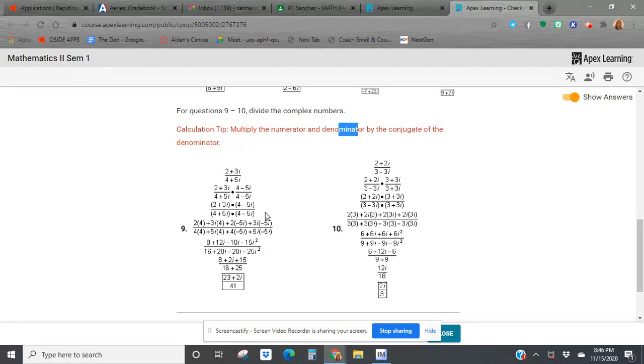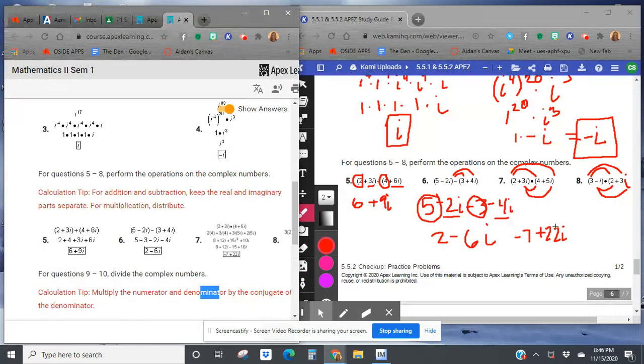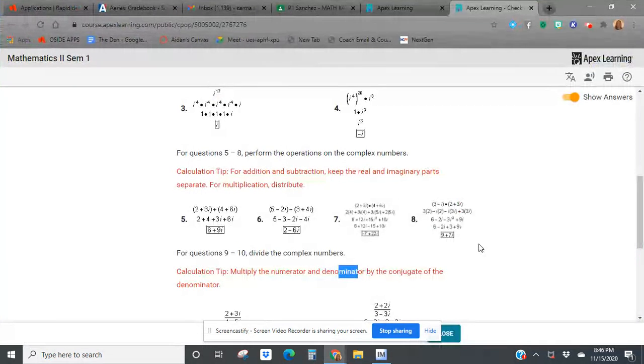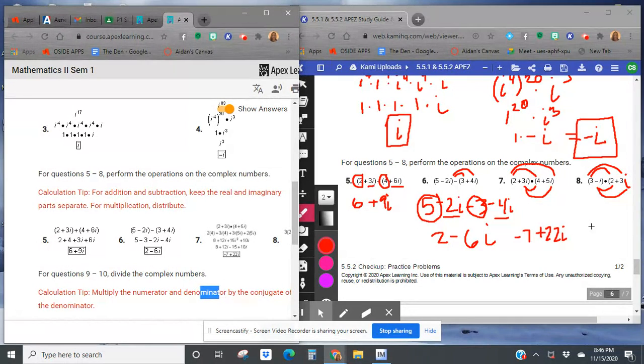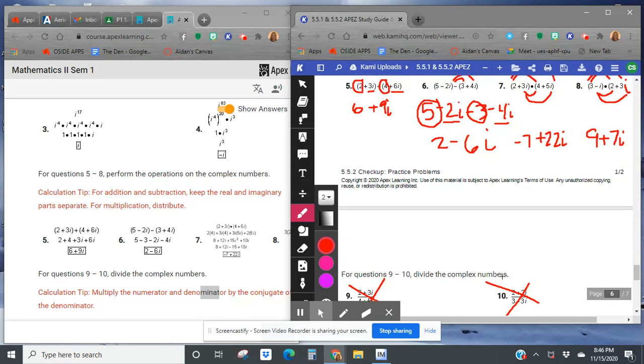Again, you do not need to do number 9 and 10, but for those of you that wanted to see it, there it is. So this answer for number 8 from this work over here is just 9 plus 7i. And again, we're not doing numbers 9 and 10.